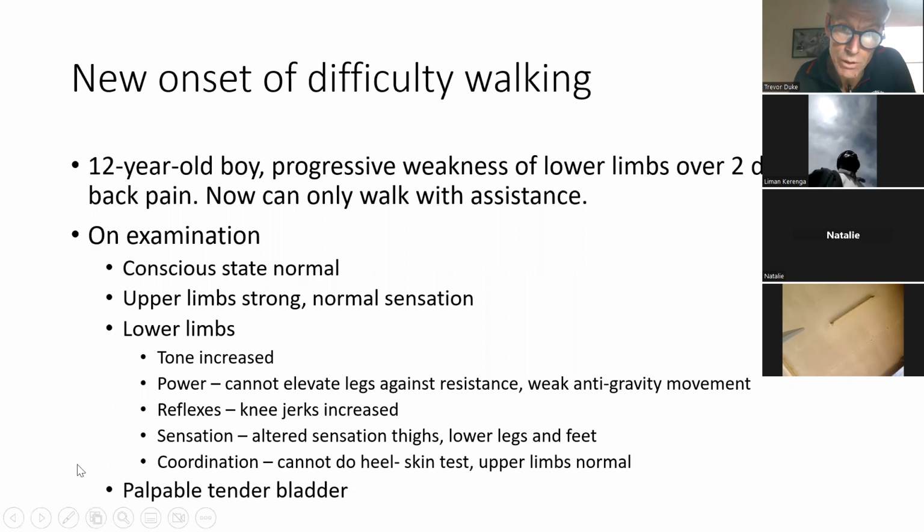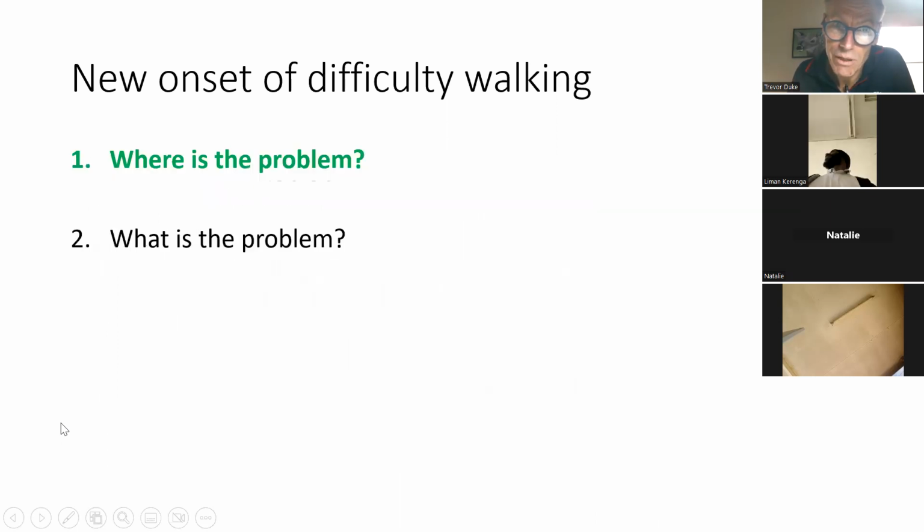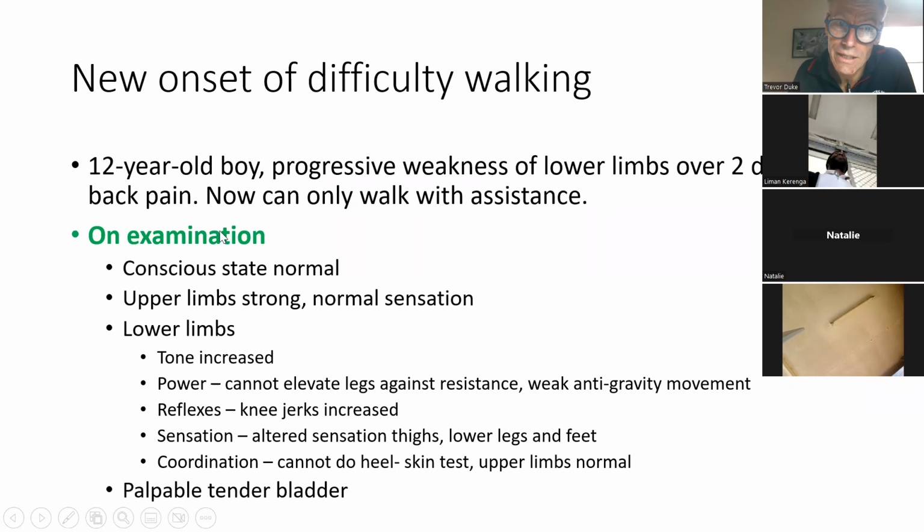So from what I've described already, you should be thinking to yourself, well, where is the problem? And then what is the problem? And remember, I said, first of all, you ask, where is the problem? After that, what is the problem? And again, you can tell from the examination features where the problem likely is. His conscious state's normal, so we're thinking that perhaps it's not a central problem, perhaps it's a peripheral problem.